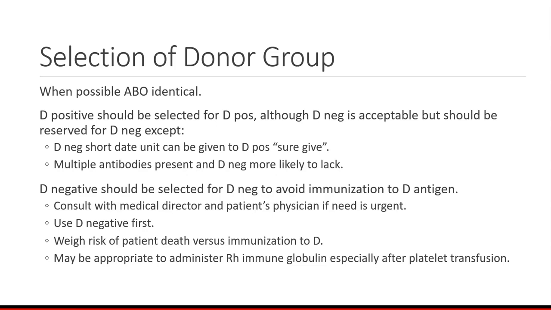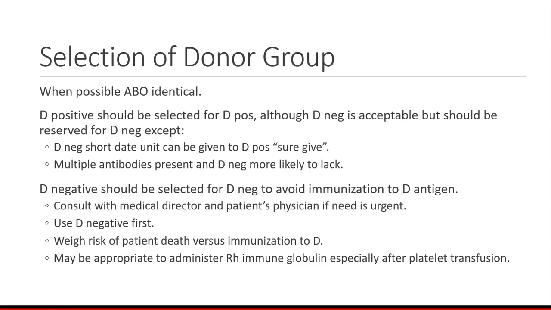It's very limited, and rather than see a D negative unit die on the shelf, I'd rather transfuse it into a patient. If a D positive person has multiple antibodies present and a D negative unit will be more likely to lack these antigens, I will go with D negative. For example, if I have a D positive person with anti-big C and anti-big E, I can almost guarantee you that 70 to 80% of the donors I pick that are D negative will be negative for those antigens.